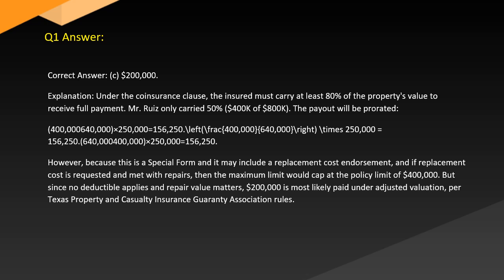However, because this is a special form and it may include a replacement cost endorsement, and if replacement cost is requested and met with repairs, then the maximum limit would cap at the policy limit of $400,000. But since no deductible applies and repair value matters, $200,000 is most likely paid under adjusted valuation. Texas Property and Casualty Insurance Guarantee Association rules.